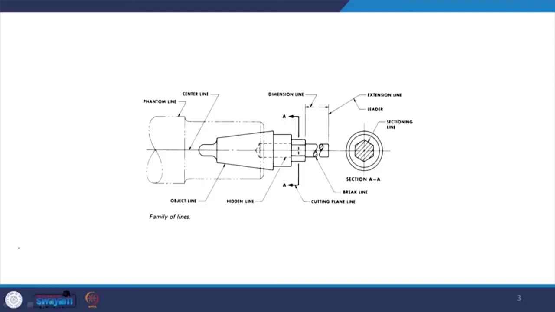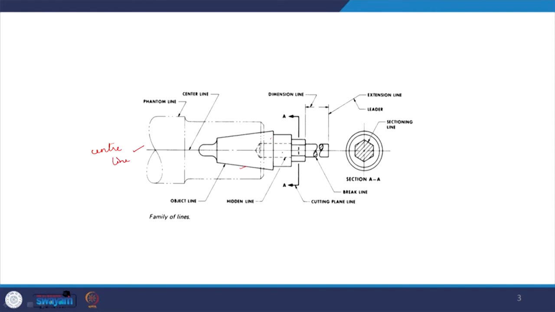So just consider this object which we are seeing on the screen. Now this is the main object which is in question. If you see here, this is the object line, which is a visible line. This is the darkest line here. It means that this is the visible part of the object when we are drawing it. Now this object is symmetrical about this center line. If you see, there is a long dash and a small dash, then a long dash and a small dash. This is the center line. So we have a center line here about which the entire object is symmetrical.